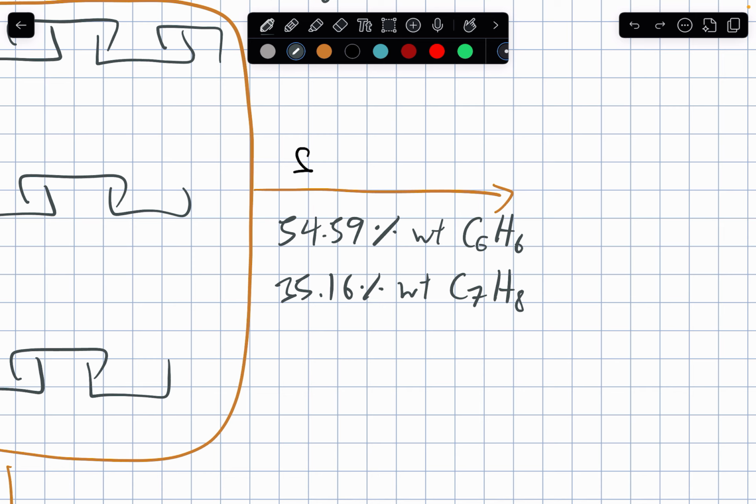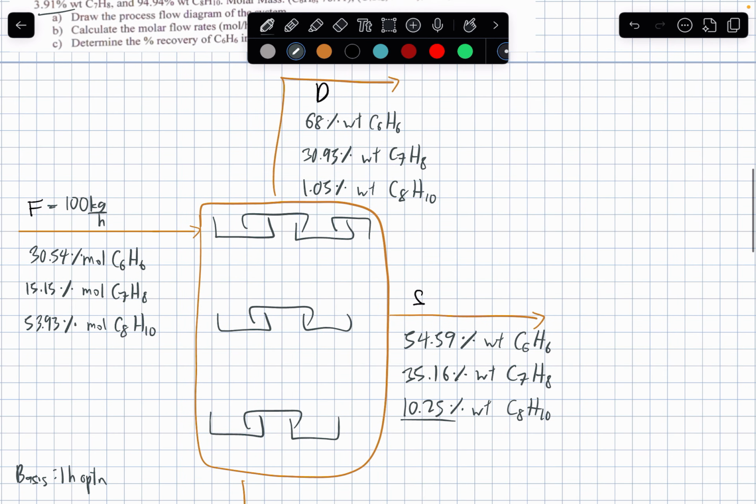By the way, let's see if this equates to 100%. It is especially suspicious because we only have two components. Supposedly, for consistency, we have three components. So these amount to 89.75, minus 100, so 10.25% belongs to the component that is not mentioned here. That is C8H10.